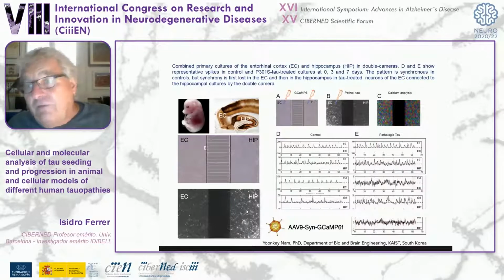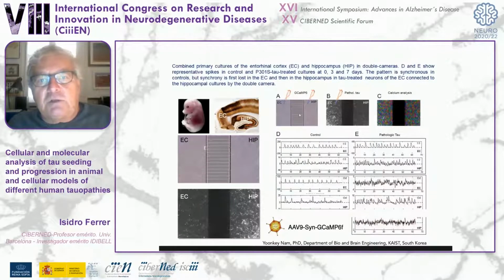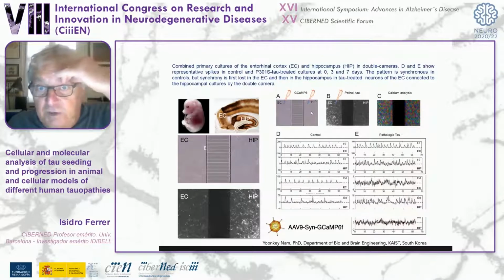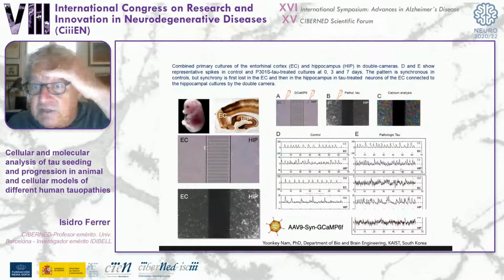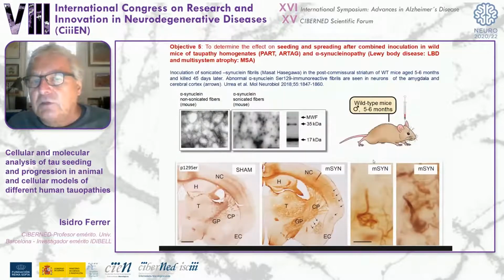So we have failed in some way, because we have demonstrated that tau has the capacity of tau seeding, and the inoculation has the capacity of tau seeding and spreading in animals. Then when we use this kind of devices, what happens is that cells die. So we have not been able to study the differences at this level.